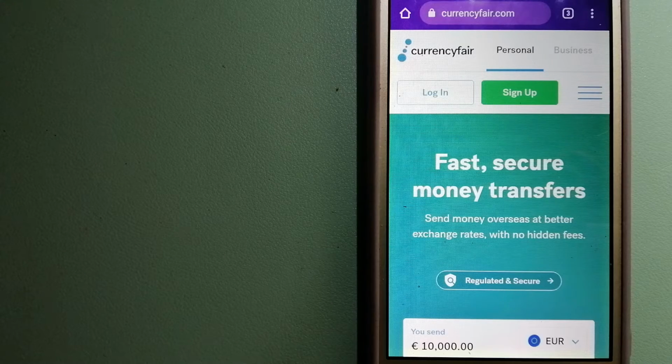We are going to talk about three ways to send money if you are in Chile and you want to send money to New Zealand. Why do we have to send money overseas? There are a lot of reasons for that.